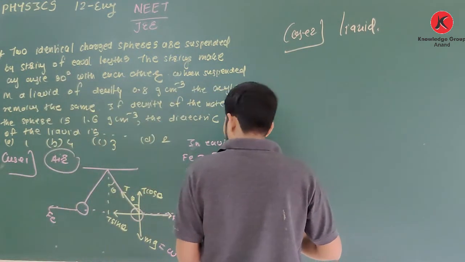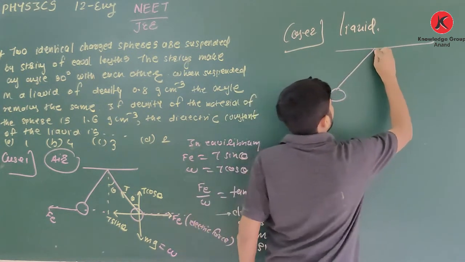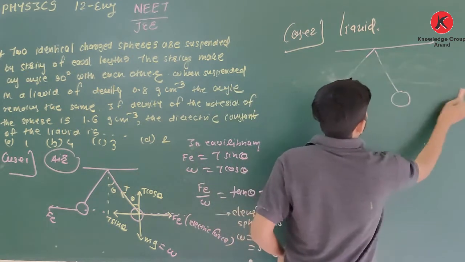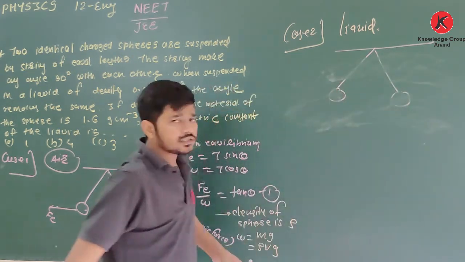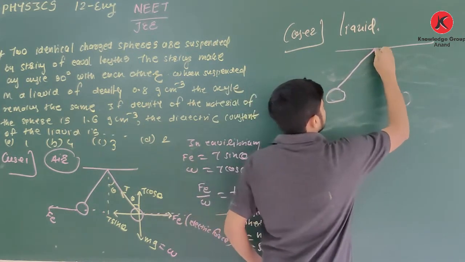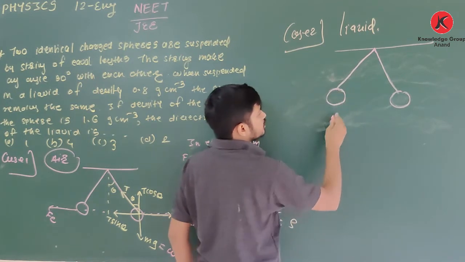So again, we have to draw the figure. They are suspended in liquid. Then what happens? See, these two spheres. Again, the forces acting on the spheres.